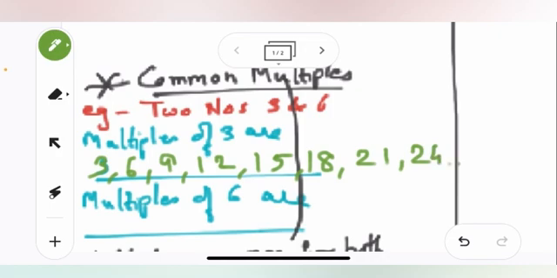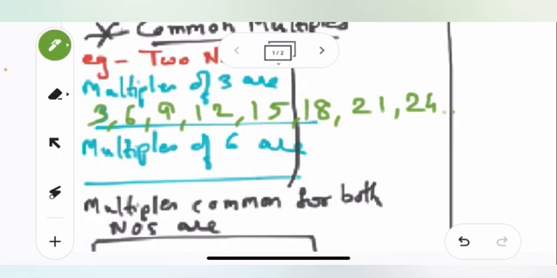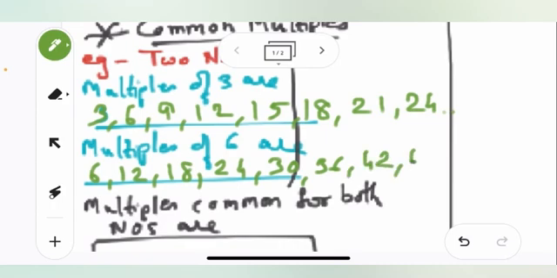So what are the multiples of 6? Again, multiples of 6 are 6 one time, 6 into 2 times, 6 into 3 times and so on. So 6 ones are 6, 12, 18, 24, 30, 36, 42, 48 and so on. In the same way, we can find multiples of any number.